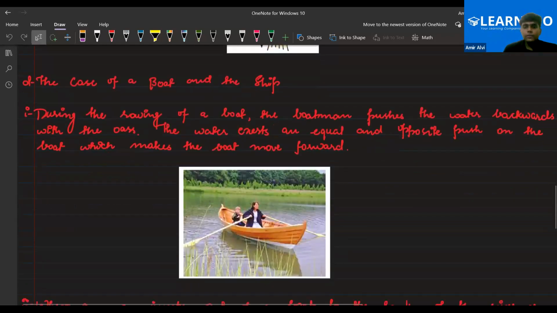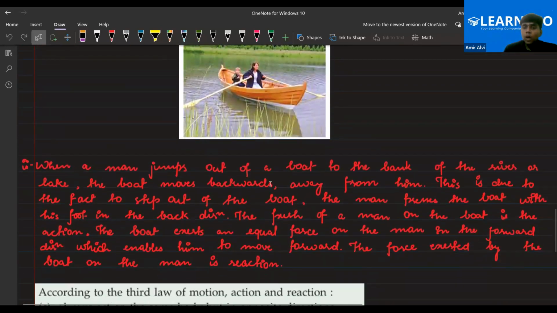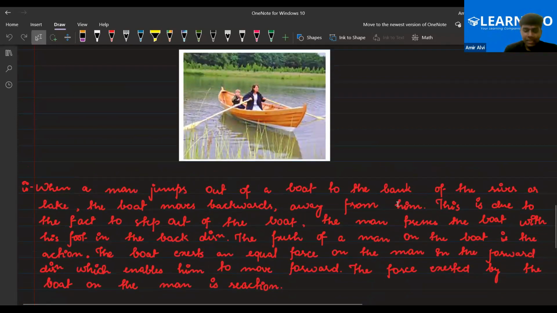So that is what makes the boat move forward. Now, when a man jumps out from a boat to the bank of a river or lake, the boat moves backward away from him. It means that when you jump from a boat, the boat will move away from you.